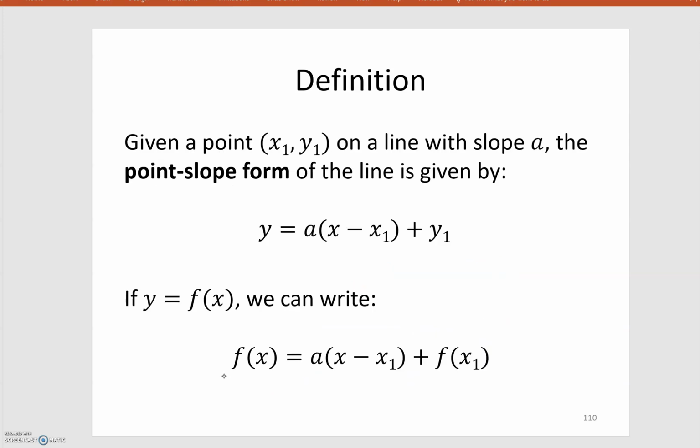So I think this is a good place to pause the video. When we come back, we're going to move on and talk more about linear functions and a new form of a linear function.